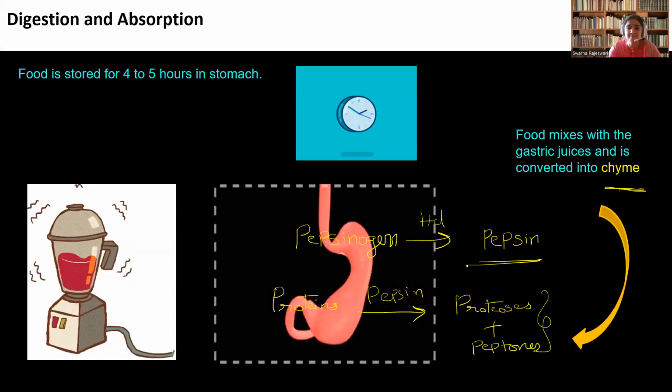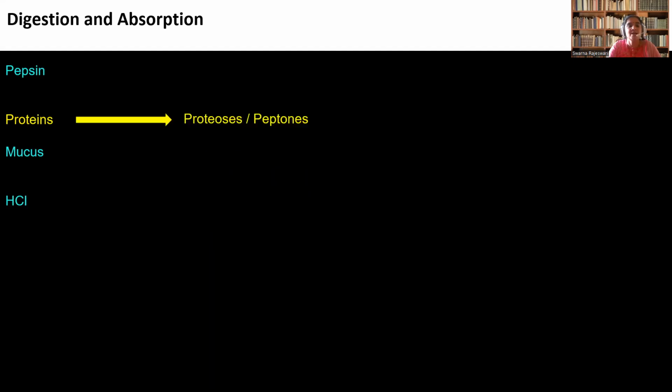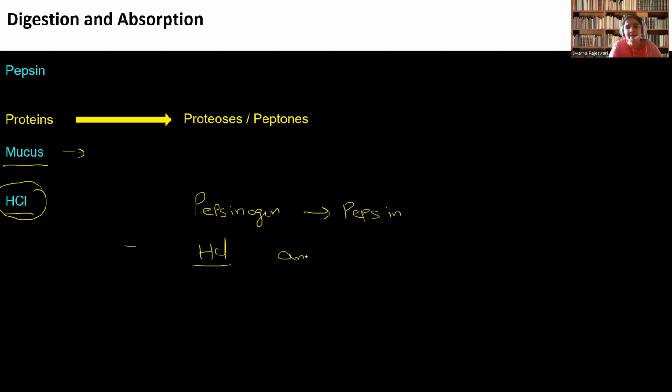So here also we will see, in the stomach, what is there? Pepsin is produced from pepsinogen, and this pepsin acts on the proteins, where the proteins are converted into proteoses and peptones. In the stomach, there are other substances like mucus and HCl. Mucus, we know, is necessary for lubrication, whereas what is the function of HCl? It is necessary for the conversion of pepsinogen into active pepsin, and HCl is also antimicrobial in action.